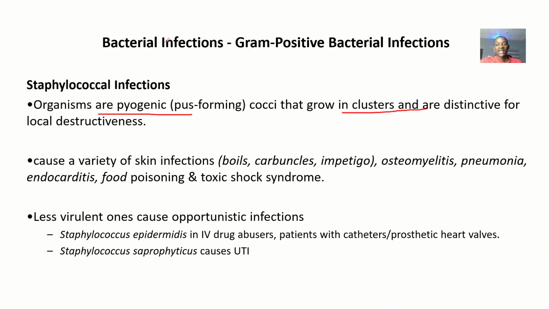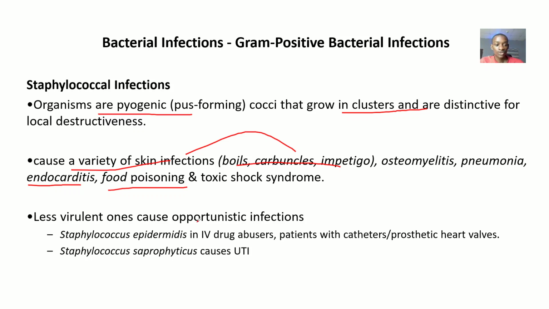They are distinctive for their local destructiveness, and cause a variety of skin infections, including boils, carbuncles, impetigo. All these are skin infections, right? Then they can cause osteomyelitis, which is infection of the bones. They can cause pneumonia, which is infection of the respiratory system, infecting the lungs. They can cause endocarditis, inflammation of the endocardium. They can cause food poisoning. They can cause toxic shock syndrome. That's when your body reacts adversely to their toxins.